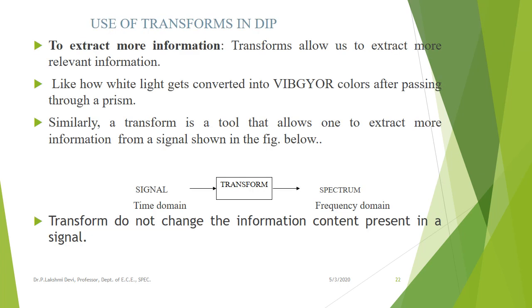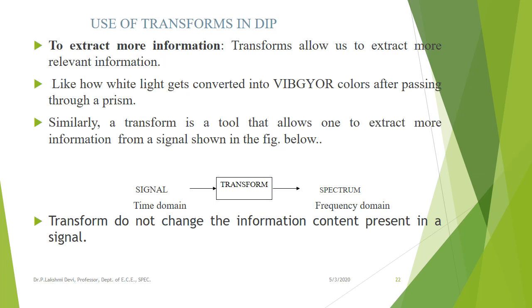Let us see here with one or two slides the use of these transforms in digital image processing. To extract more information, transforms allow us to extract more relevant information, like how white light, that is sunlight, is converted into VIBGYOR colors after passing through a prism. Similarly, a transform is a tool that allows one to extract more information from a signal, as shown in the figure below. Once you have a given signal, it gives the spectrum.